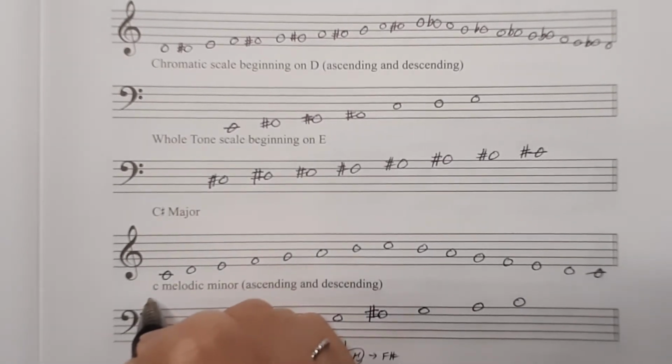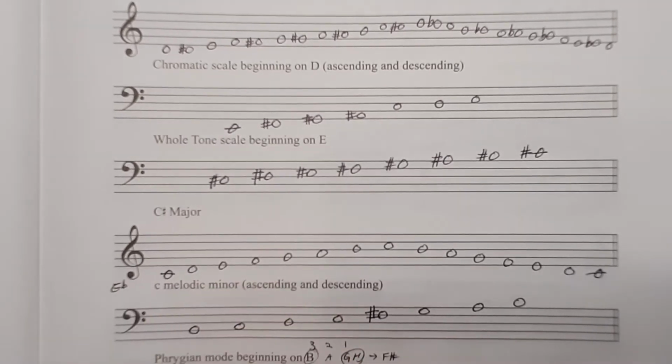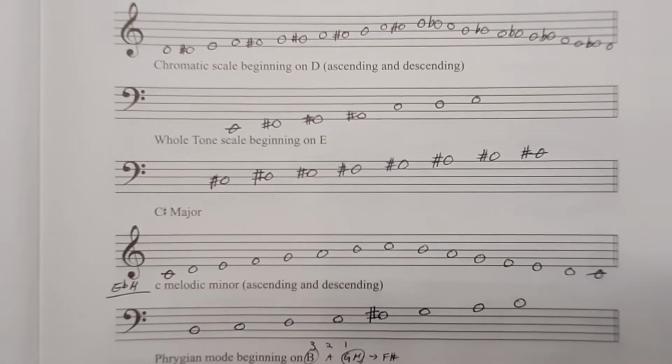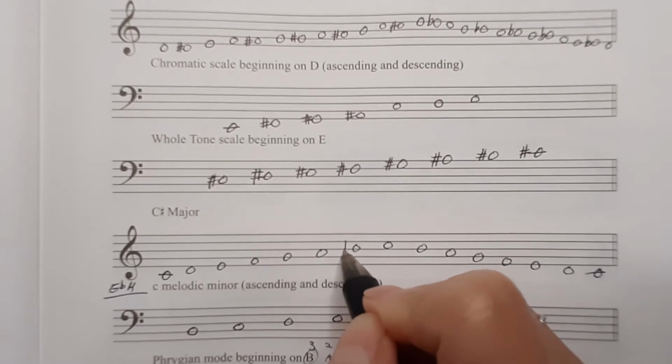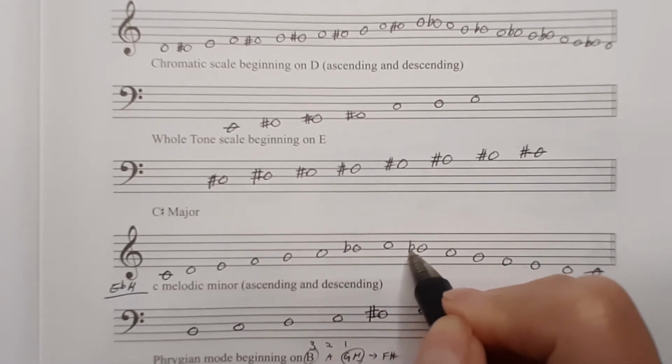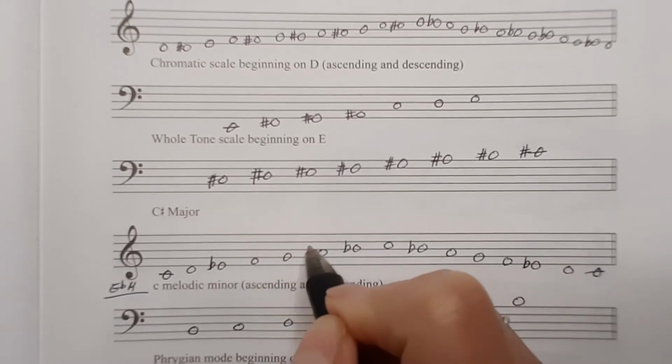C minor is the relative of E flat major. What do you have in the key of E flat? B flat, E flat, and A flat. That's what I need you to do. Flat them. B flat, B flat, E flat, and A flat.